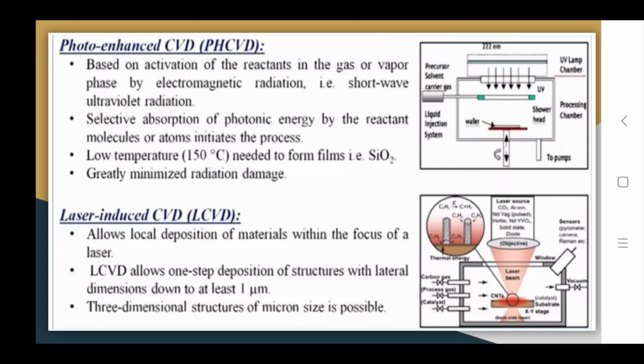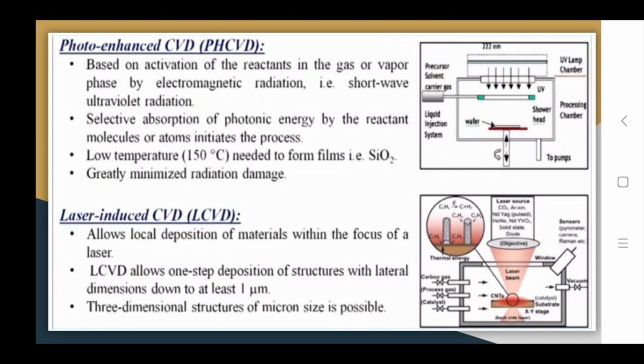Let us discuss the next one, laser induced CVD. It allows local deposition of material within the focus of the laser. It allows, in a first step, deposition of structures with lateral dimension down to at least 1 micrometer. A 3-dimensional substrate of micro size is also possible. From this particular type, as I have shown in the figure, we have given an example of a CNT, carbon nanotube.